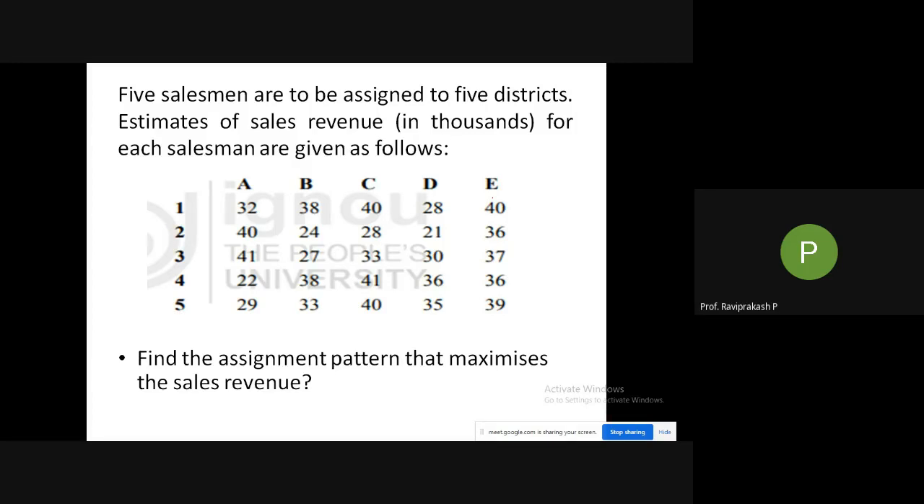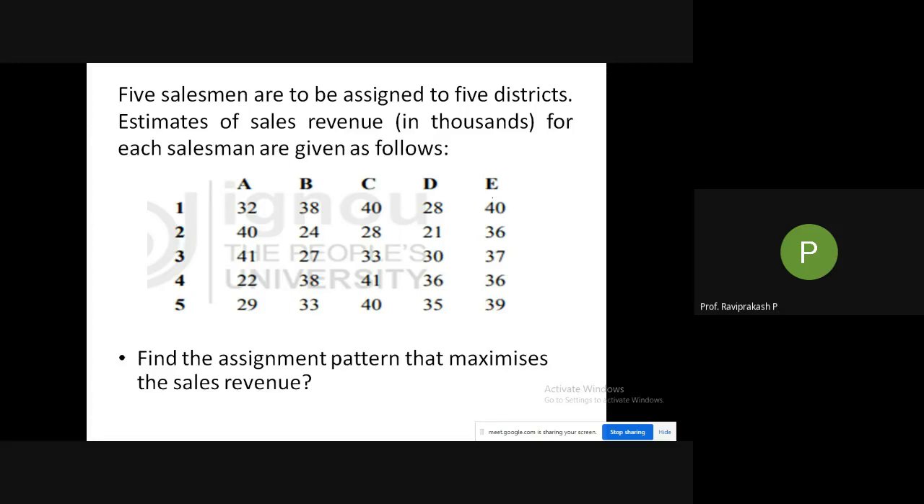Take down fast. If not, leave that much space. I'll just read out the other part of the question, then you can go back there. After taking down the matrix, you can write: find the assignment pattern that maximizes the sales revenue.